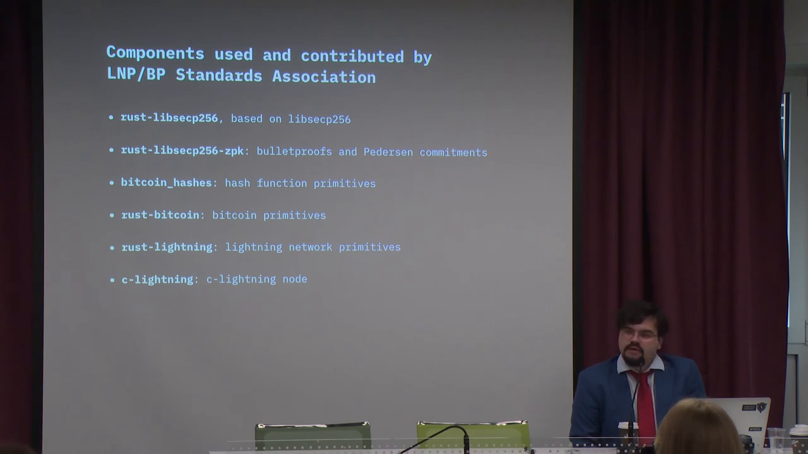Our aim is to use as few external dependencies as possible. Right now they are limited to libsecp256k1, which is actually a wrapper around the C library used by Bitcoin Core and everybody else. A zero knowledge proof version of the same library with bulletproofs and Pedersen commitments written by Andrew Poelstra. Bitcoin hashes, which has a standard implementation of all hash functions, thoroughly tested against many test case scenarios and test vectors. Rust Bitcoin library, Rust Lightning library, and C Lightning itself. That's all for the dependencies. We also contribute to Bitcoin hashes, Rust Bitcoin, and Rust libraries.